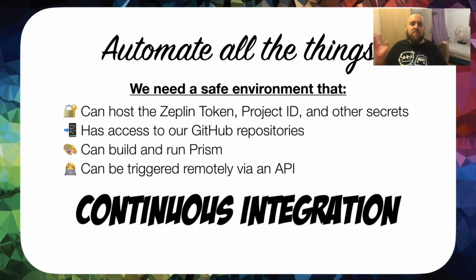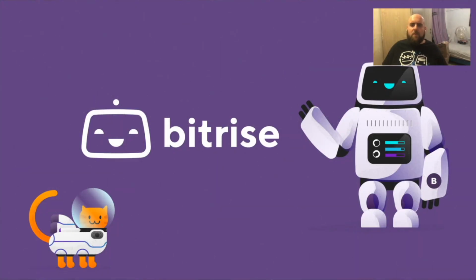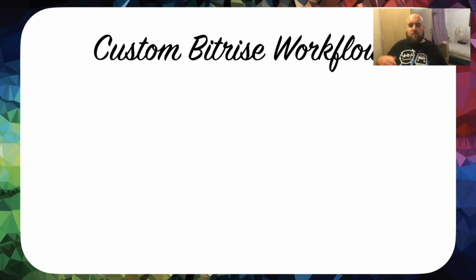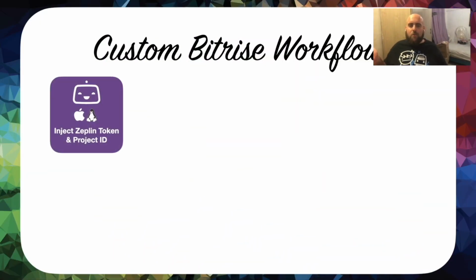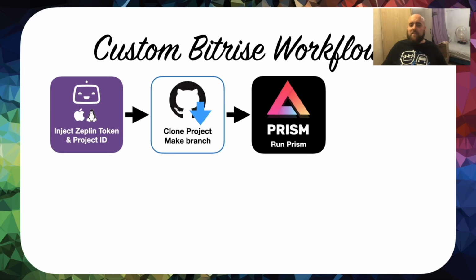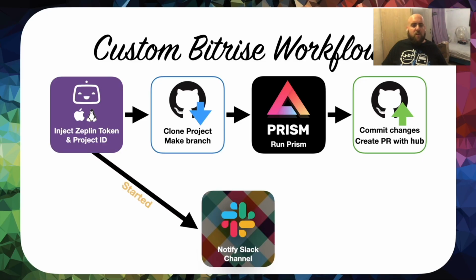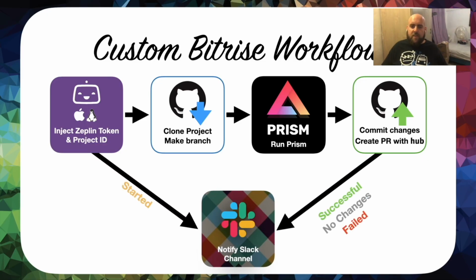That all shouts continuous integration. In our specific use case, that's Bitrise, which we've been working with for quite a few years, and we are quite happy with them, and they do all of these things I just mentioned. So we have a custom Bitrise workflow that could just as well be a Jenkins job or any other CI you're working with. We inject the Zeplin token and project ID, clone the project, make a new branch for our changes, run Prism in it, and commit these changes, creating a new pull request using Hub, which is a GitHub CLI tool. It's actually called GH now. And in every step of the process, we are sending a Slack notification when it's starting and when it's succeeding or failed, or when there are no changes to commit.